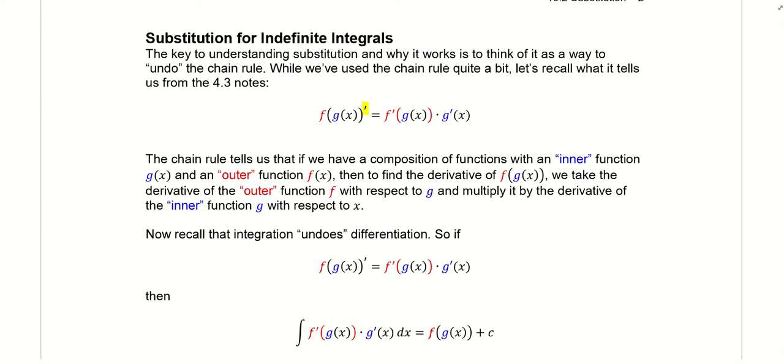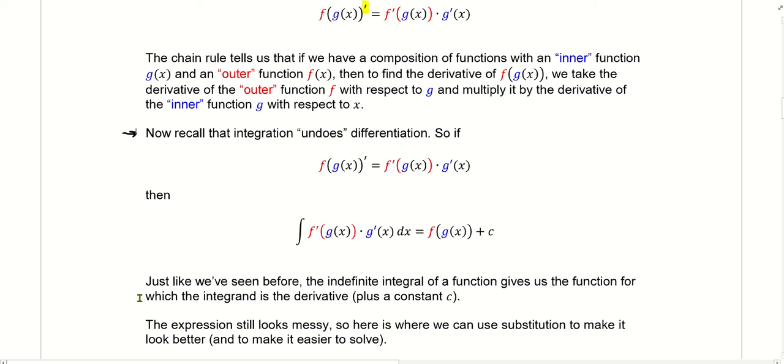And the way that we've done that is by taking the derivative of the outer function with respect to the inner, times the derivative of the inner function. So this is something we've done a lot over the past several topics. Now, again, it helps to think of integration as undoing or reversing the process of differentiation. And this helps us think about substitution in the context of the chain rule.